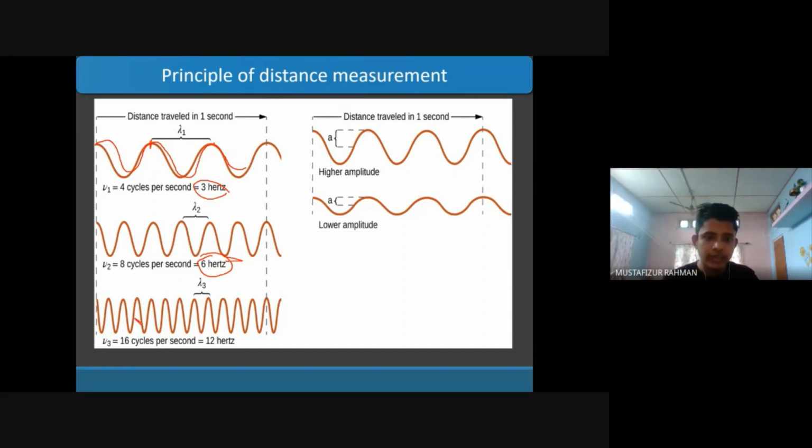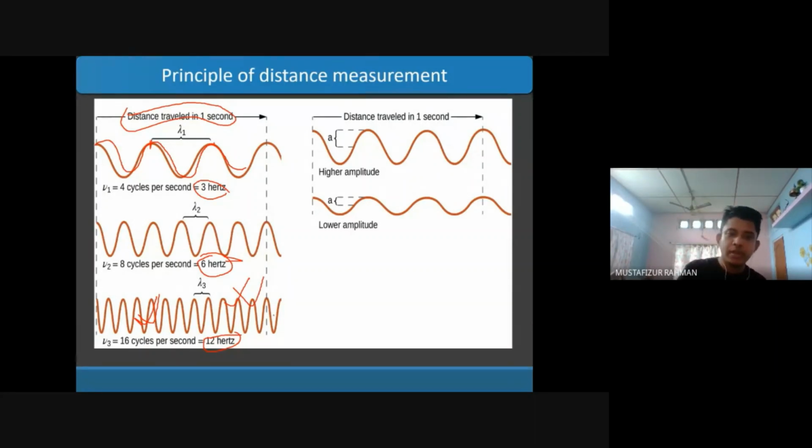Here again, we see the wavelength is further reduced. So definitely what will happen? The frequency is going to increase, because this is the distance traveled in 1 second. The distance traveled in 1 second is going to be the same because the velocity of the wave is the same. But depending upon the wavelength, the frequency can be different. Here the wavelength is larger, so the number of waves completed in 1 second is smaller. Here the frequency is more. What it means is the number of waves completed in 1 second is more.